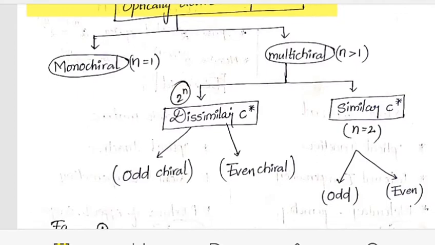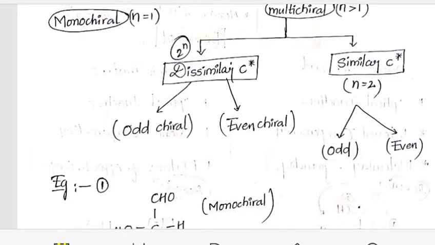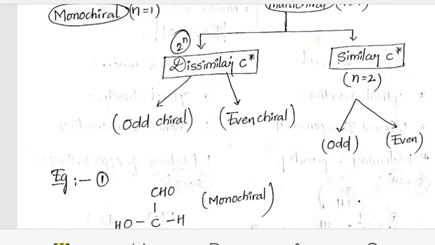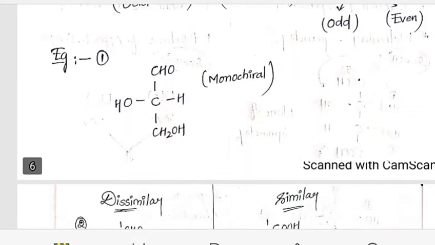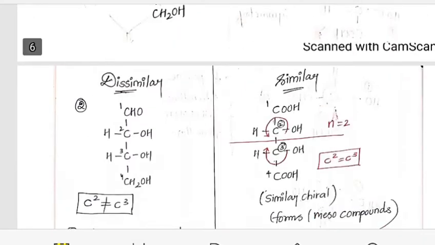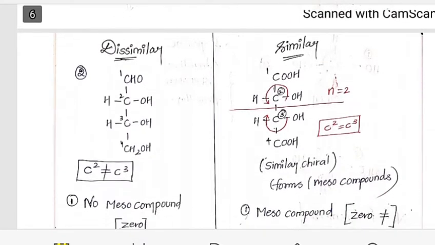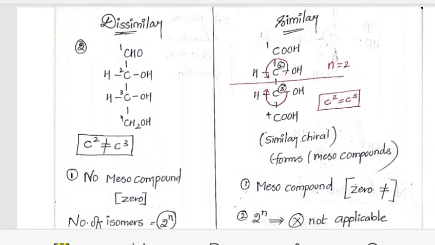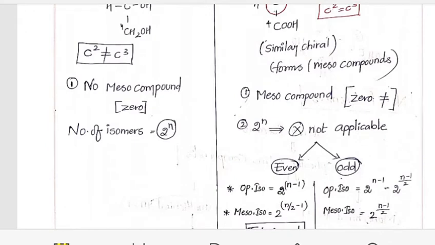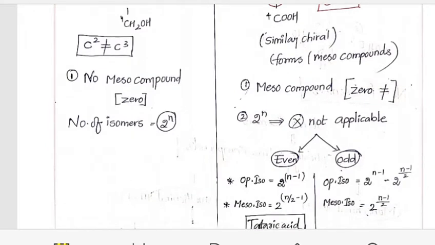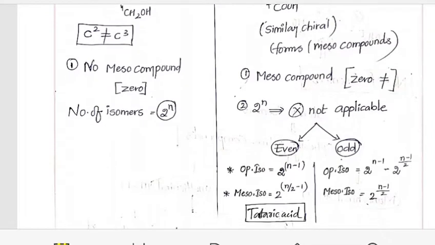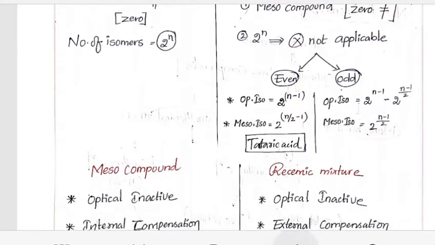Optically active compounds are divided into monochiral and multichiral center compounds, and the multichiral ones are divided into dissimilar and similar. For dissimilar the formula is 2 power n, but for similar there will be a change in the formula. As I showed here, some examples for the dissimilar and similar molecules. If meso compounds are not formed, then 2 power n is the number of isomers formed. If meso compounds are formed, then there will be a difference in the number of isomers formed. We have to remember these formulas.